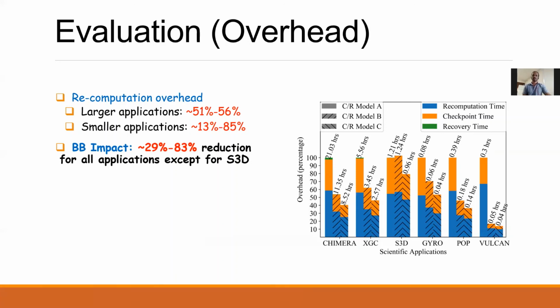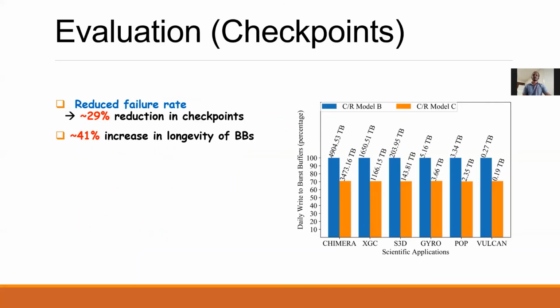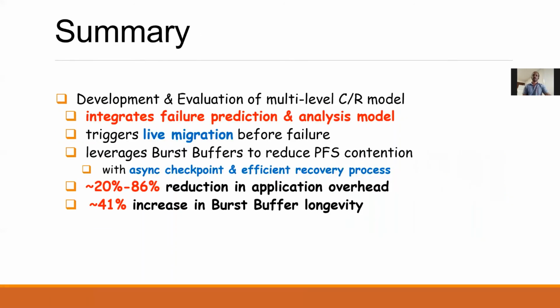The reduction due to live migration also differs for different size applications. For larger applications, the reduction is 13%, including the S3D application. For smaller applications, the reduction is 2 to 14%. Further, because of the reduced failure rate, there is a 29% reduction in checkpoints, which effectively increases the longevity of burst buffers by 41%.